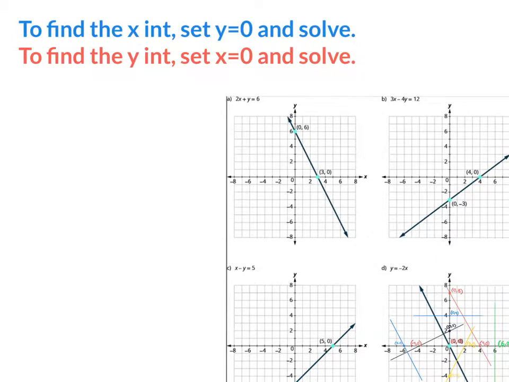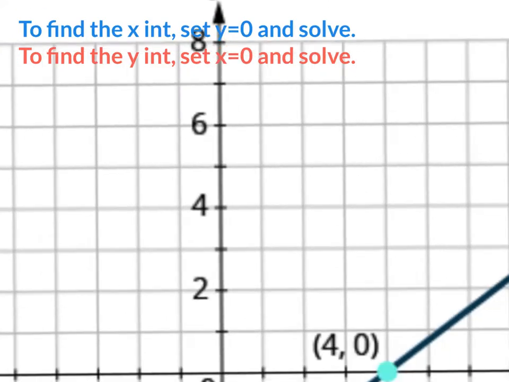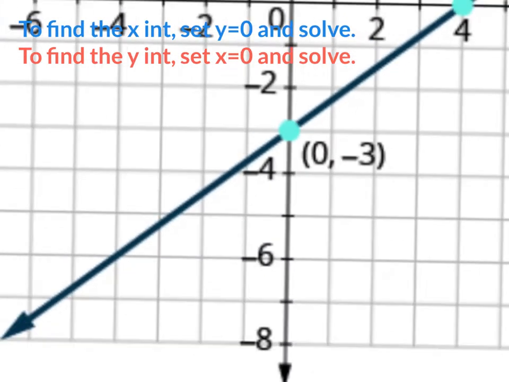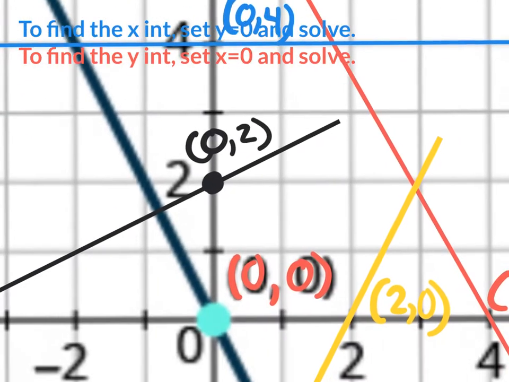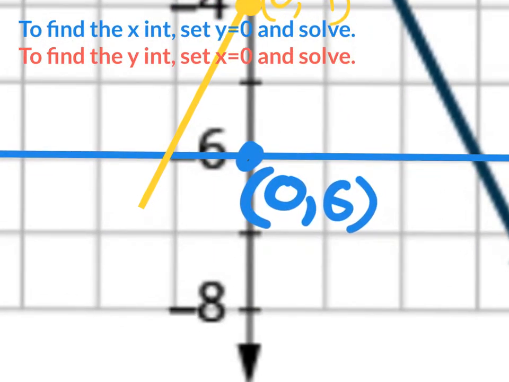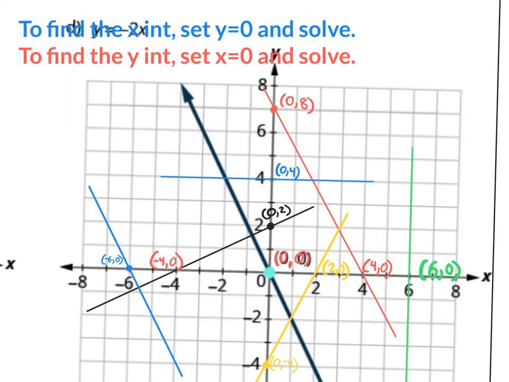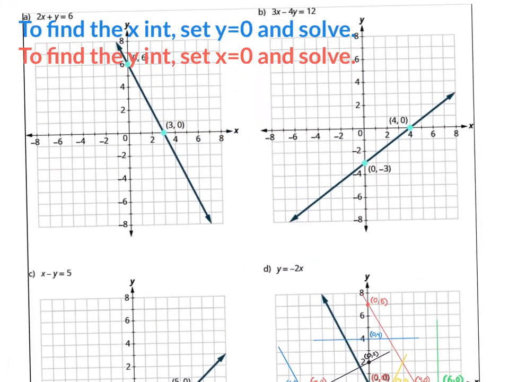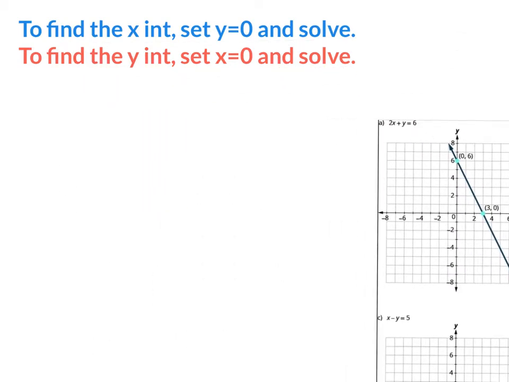And to find the y-intercept, the same thing. When you look at your y-intercept values, see that one's 0, 6. This y-intercept is 0, -3. If you look at all these, what's the y-intercept there? 0, 8. Right there, 0, 4. Right there, 0, 2. Right there, 0, 0. Right there, 0, -4. Right there, 0, 6. On the y-intercepts, all of your x values are going to be 0. That's a fact. So this is where the rule came from. I don't want you to just memorize it. I want you to understand it, right? So the rule is to find the x-intercept, you set y equal to 0 and solve.